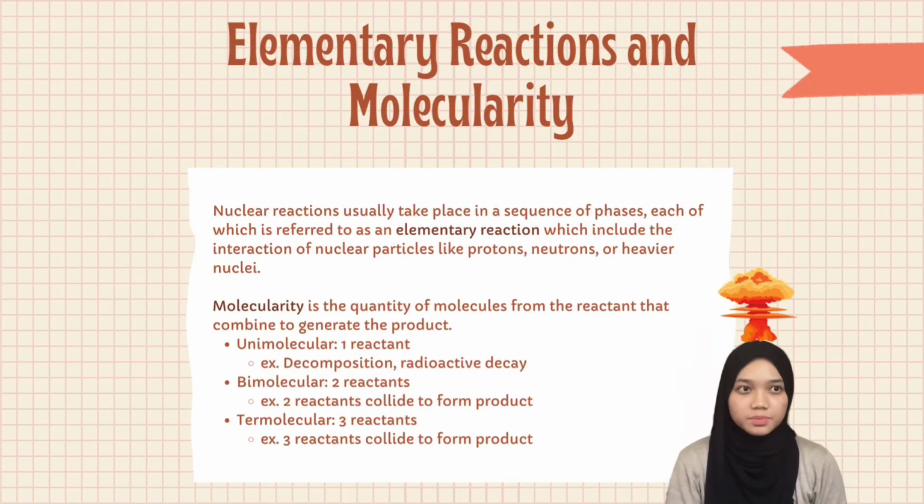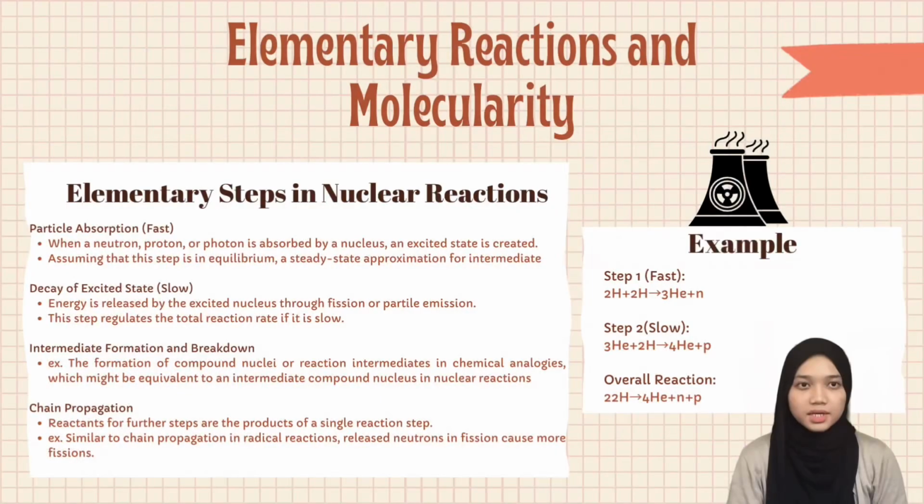Nuclear reactions usually take place in a sequence of phases, each of which is referred to as an elementary reaction. Molecularity is the quantity of molecules from the reactant that combine to generate the product. There are three types of molecularity. Next, there are 4 steps in elementary steps in nuclear reactions. Firstly, particle absorption, where the reaction is fast; decay of excited state, where the reaction is slow; intermediate formation and breakdown; and also chain propagation.